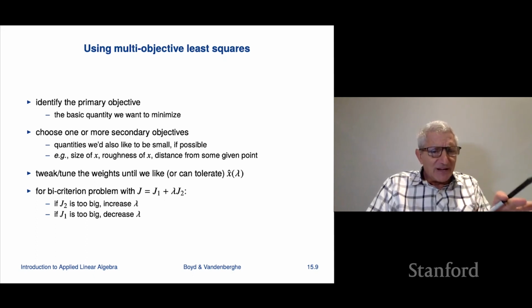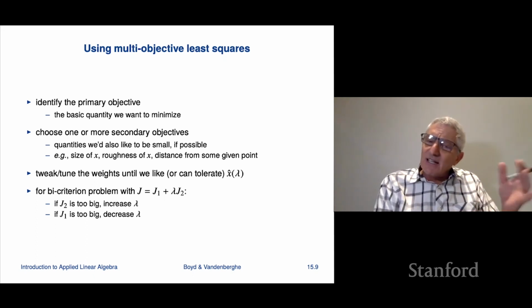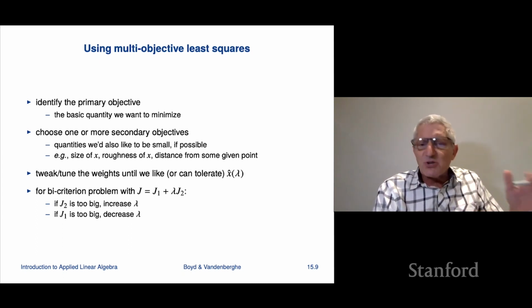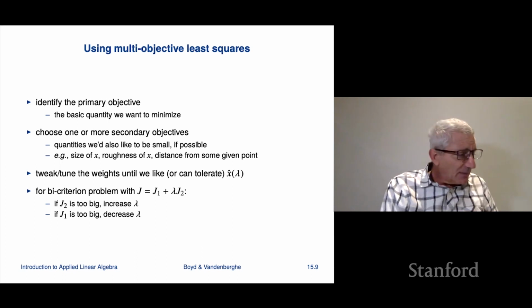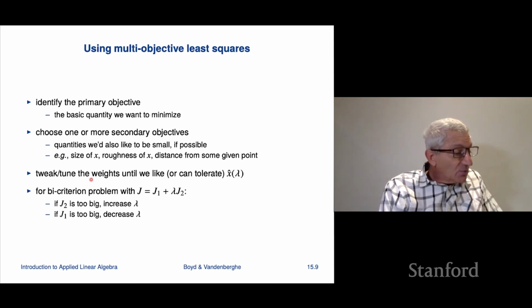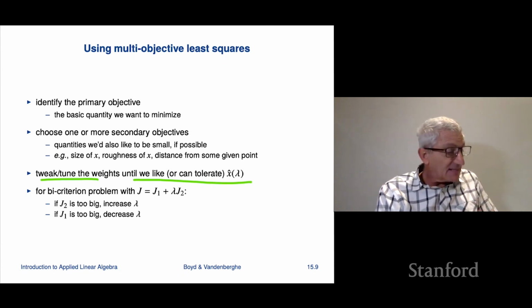I should not have said a few trades because that's a different problem. I should have said with a small trade vector. So trade as little as possible to also make the risk small. So these are the kinds of things we're talking about. Okay. Now the way this works then is you tweak or tune the weights until you like, or at least can tolerate, x hat of lambda, right? So that's how that works.